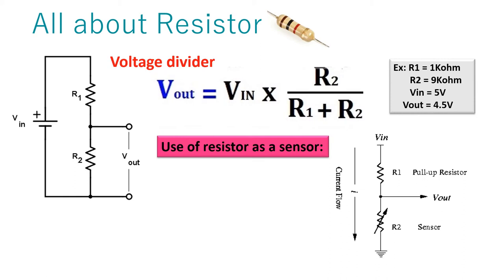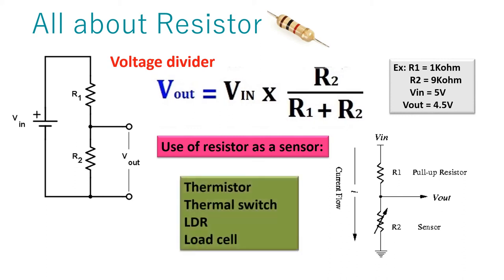There are many types of sensors whose internal resistor value depends upon the environmental conditions, such as the value of a thermistor varies with temperature. If we use a thermistor in place of R2, then the value of the output voltage will change along with the value of the temperature. This principle is used in a digital thermometer to measure the value of temperature.